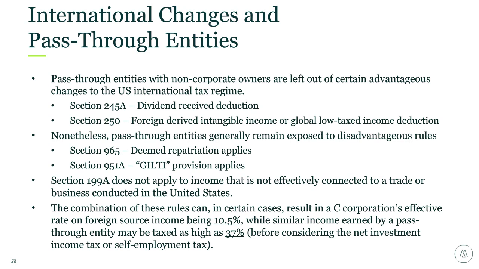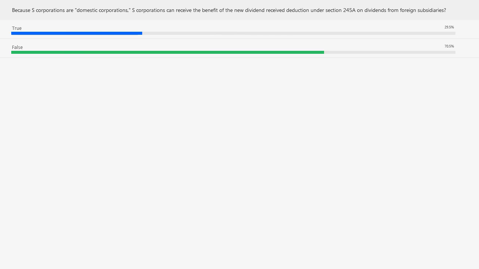And so we'll see where we came out, and it looks like we did a fairly good job of explaining that. And so false, that is correct. 70% of you answered correctly. S corporations cannot take advantage of that rule.